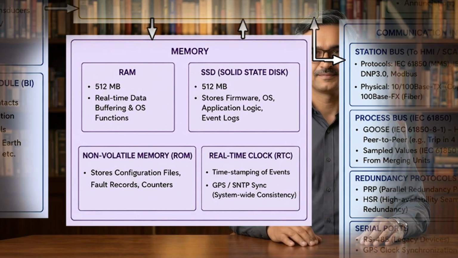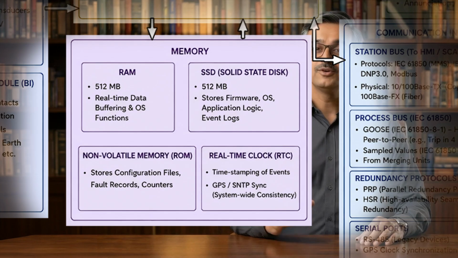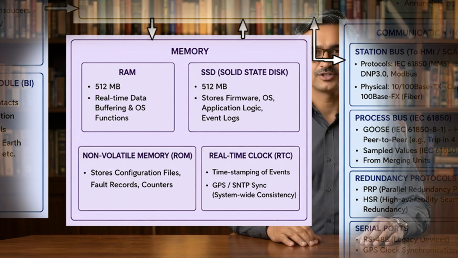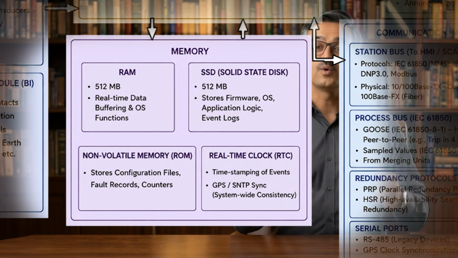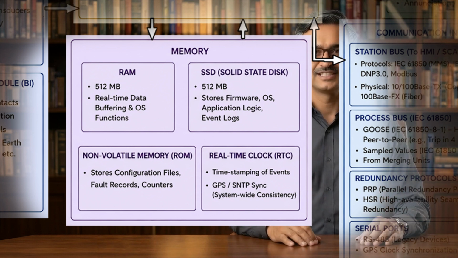Next, memory. For real-time data buffering and operating system functions, BCUs typically use 512 MB of RAM. For long-term storage, like firmware, the operating system, application logic, and historical event logs, modern BCUs use a 512 MB solid-state disk. Non-volatile memory, or ROM, stores critical data that must not be lost during a power cycle, such as configuration files, fault records, and counters.